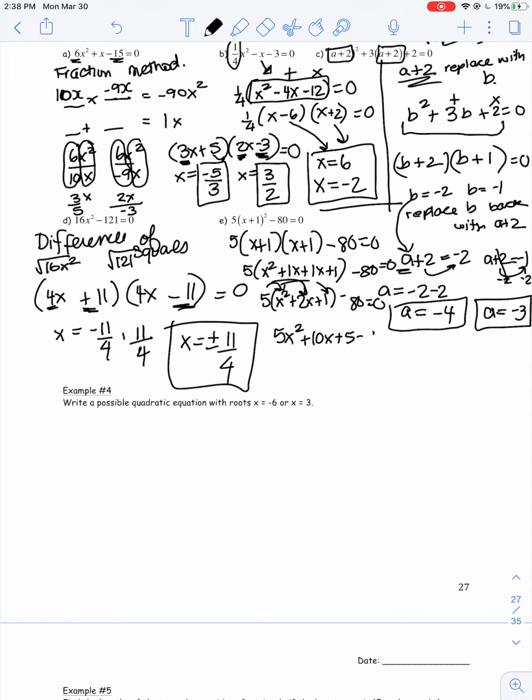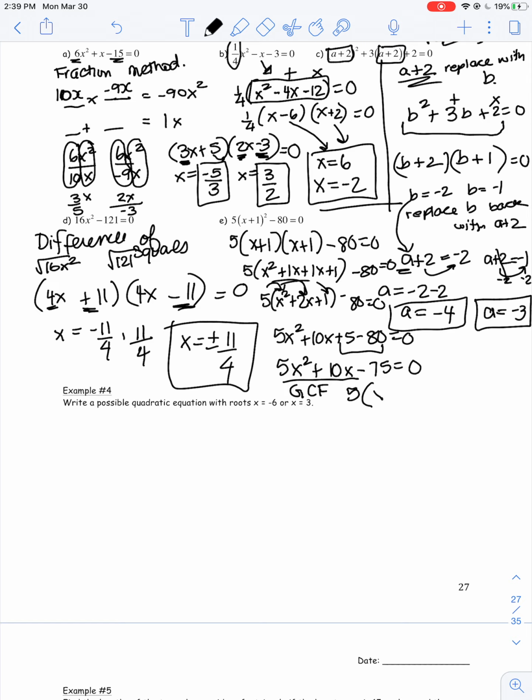Now we're going to distribute the 5 into all the parts. 5x squared plus 10x plus 5 minus 80 equals 0. So 5x squared plus 10x, and then we're going to put together the like terms. The 5 and the negative 80 becomes negative 75, equaling 0.